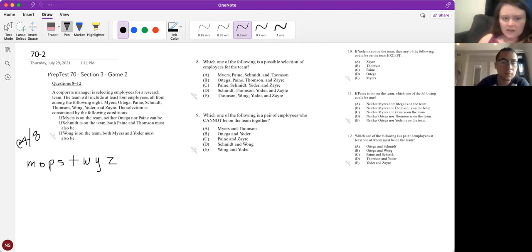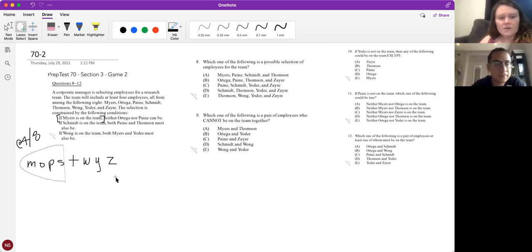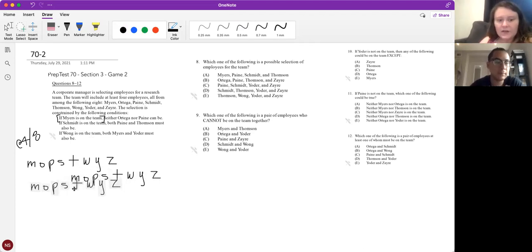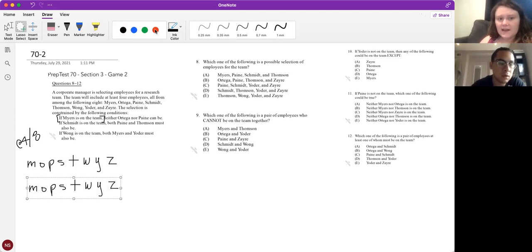All right, so how circle slash works is it's really great when we have conditional rules, because what we do is we only focus on our sufficient condition first. So here we have if M is on the team. So what we want to do right away is make 2 scenarios, one where M is happening and one where M is not. We're not even paying attention to the second half of the rule yet.